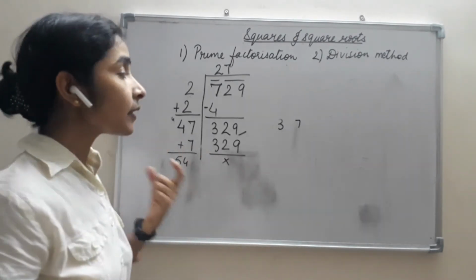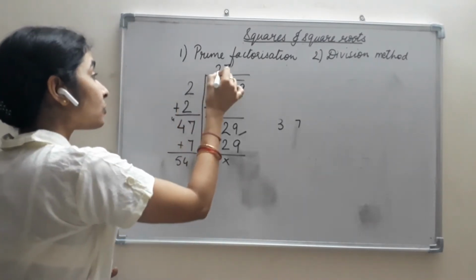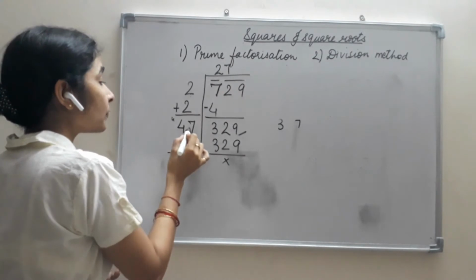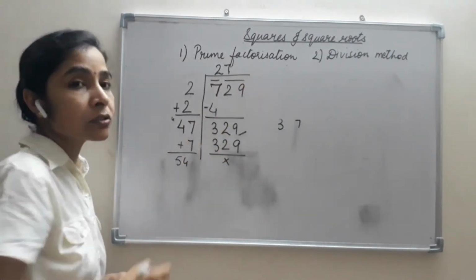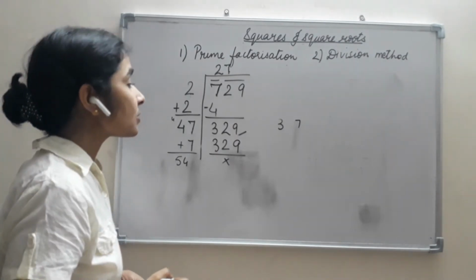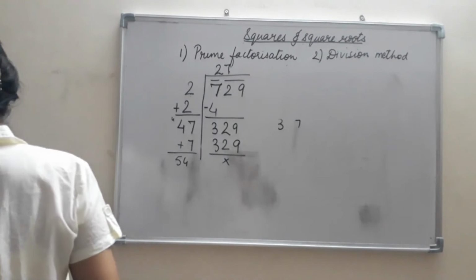So this is the way in which we do the division method. Whatever number we take here, that should come here also, and it should be added also. We took 7 here, then we wrote 7 here also, and we added 7 here also. Okay, so this is the way we apply the division method. Okay, let us take one more example.